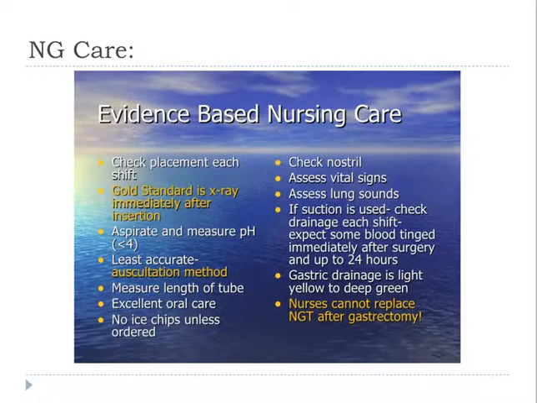We will expect some blood-tinged drainage immediately after surgery and up to 24 hours after. After that point, there should not be blood in the NG section. Normal drainage could be anywhere from a light yellow to a deep green. So you want to check for changes in color. And then one side note is if your patient has had their stomach resectioned, you cannot replace an NG in there.